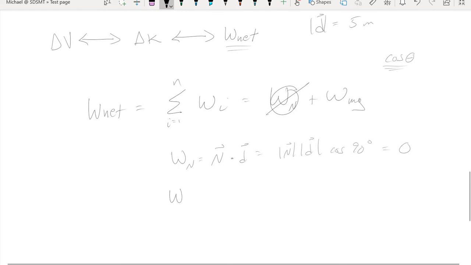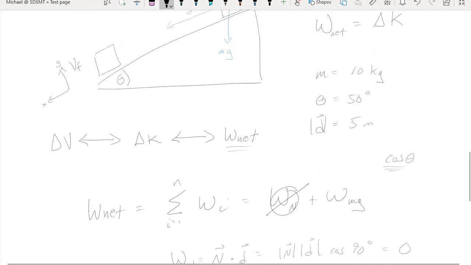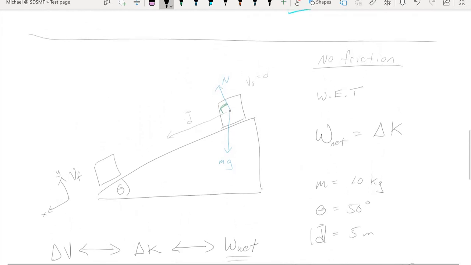Gravity. How much work is the gravity force going to do? Well, we have mg. We have to dot that with the displacement vector. I think I'll try the magnitude and angle approach for these. Now, looking at the diagram, gravity is pointing straight down. Displacement vector is pointing along the incline itself.